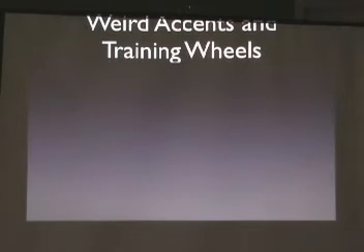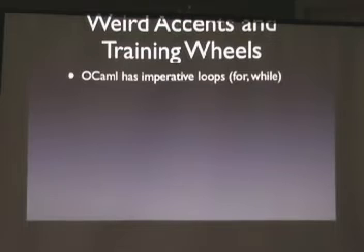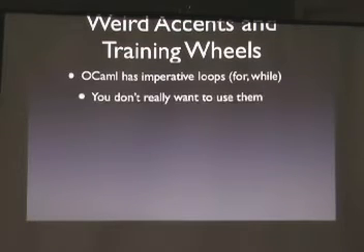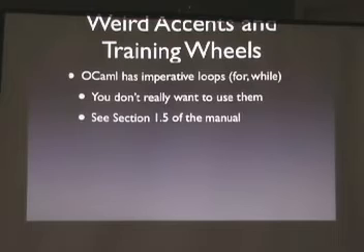So that's all weird functional stuff. The good news is OCaml also has imperative and object-oriented accents and training wheels that you can use until you get comfortable with all that weird functional stuff. It does have the imperative loops like for and while, but you don't really want to use them. You want to be using recursion in those cases, just trust me. If you do want to learn more about them, you can see section 1.5 of the OCaml manual. I'm not going to waste my time.